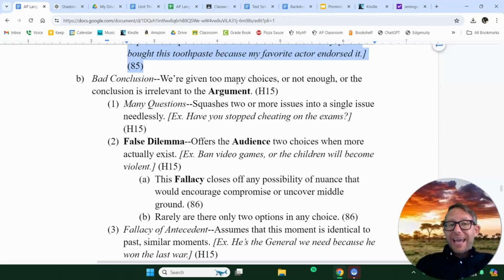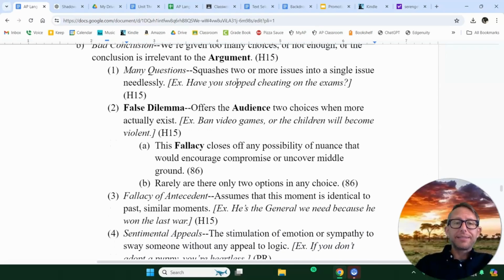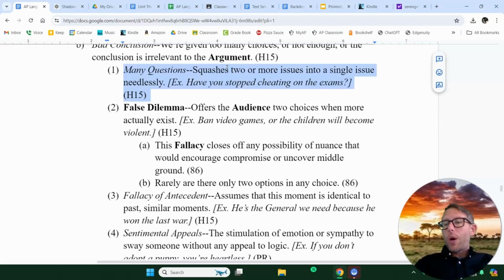That takes us to the second category, and the final category we're addressing today, which is a bad conclusion. We're given too many choices, or not enough choices, or the conclusion is irrelevant to the argument. Whew, lots of different options that we've got in that case. Let's see what this brings us to then. So we start off with many questions. We're sort of lumping a couple of different ideas together that don't necessarily belong together. So like it says, squashes two or more issues into a single issue needlessly.